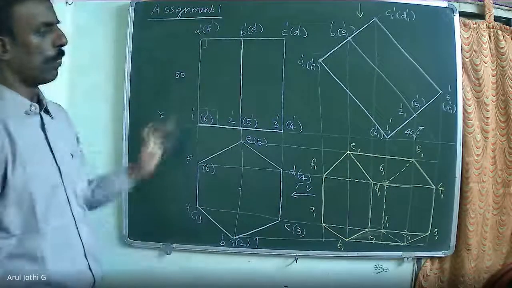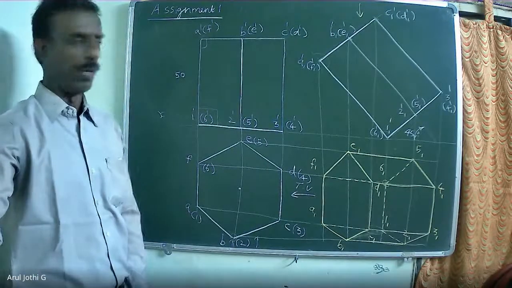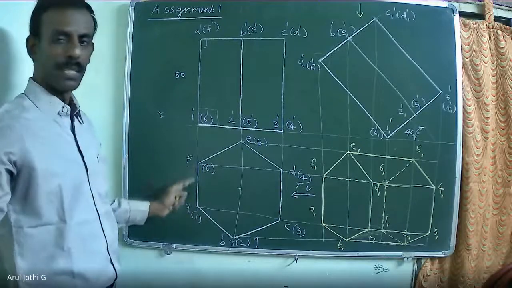Okay, so this is problem number 1, assignment problem. Axis inclined to HP and parallel to VP. One of the base sides is resting on HP.